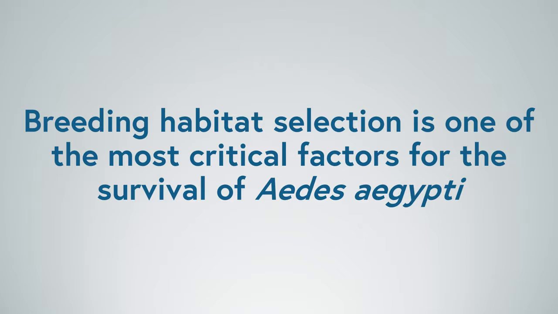So finally, breeding habitat is one of the most critical factors for the survival and population dynamics of Aedes aegypti. The ability to breed in containers around human habitations is no doubt one of the factors contributing to the success of this species and has crucial implications for the control of Zika and other diseases.